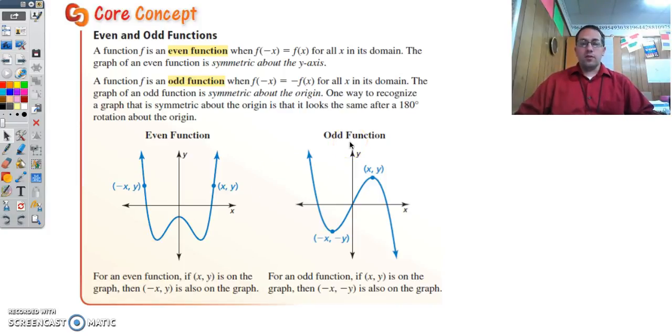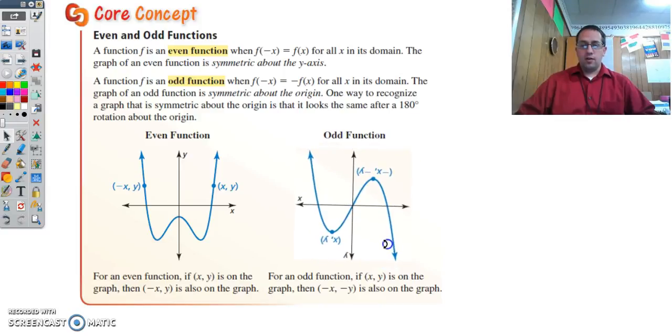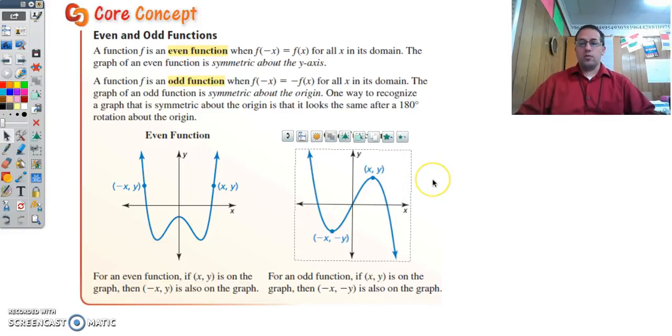And that's an odd function. And these will graph symmetrical about the origin. This is not a line of symmetry. This is rotational symmetry. So I can take this and rotate it, and now it looks exactly the same as it did before I rotated it. Okay, so it's a 180-degree rotation around the origin on the graph.